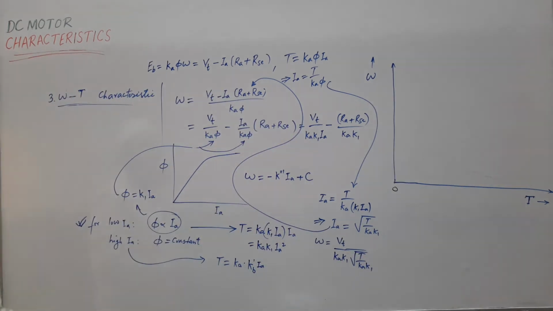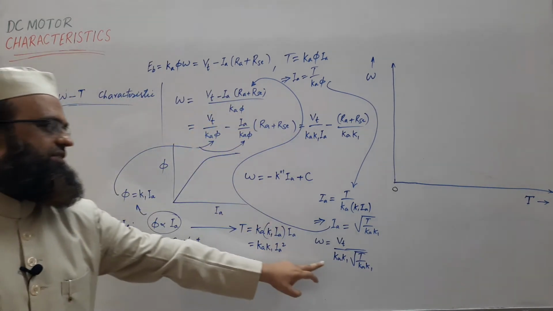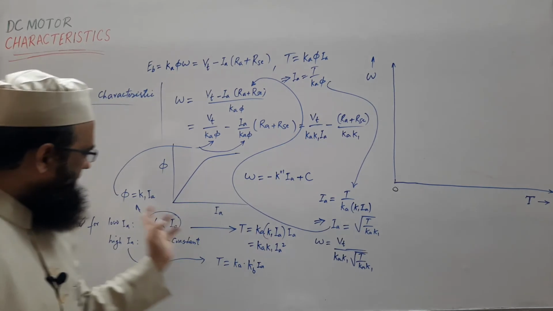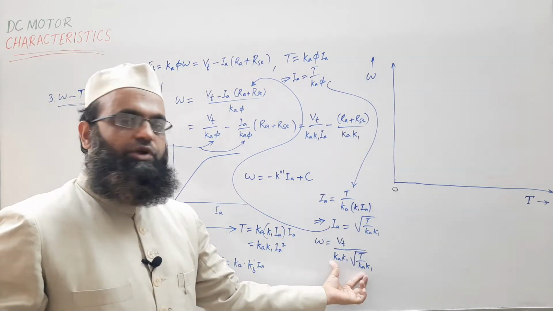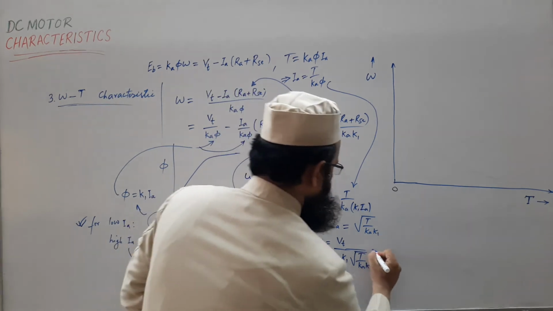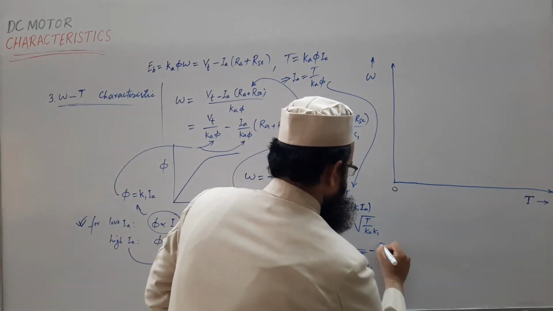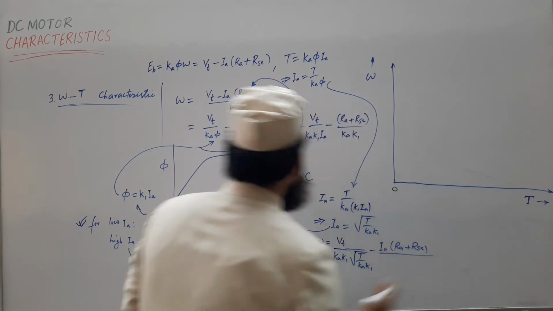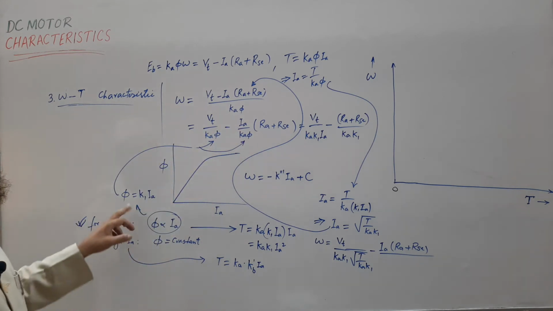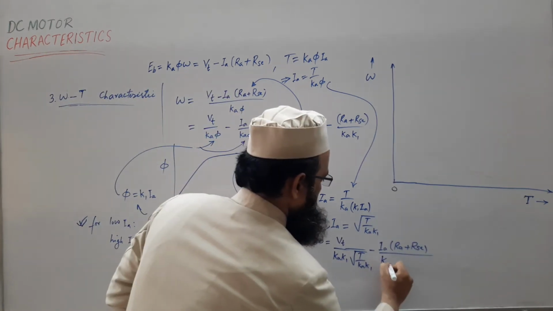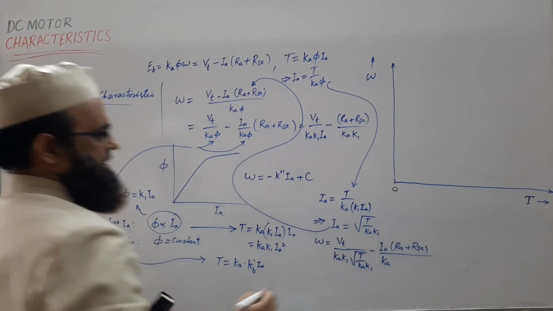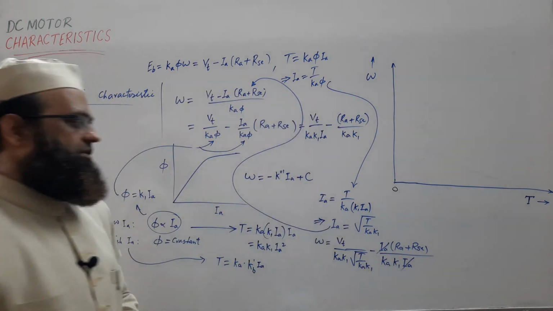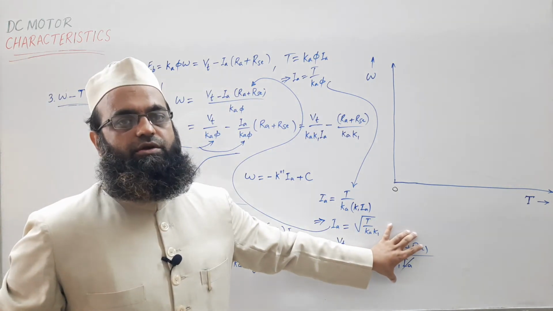Just cross check it. We have Vt upon Ka phi. So Ka is here, remaining is phi. Phi may be written as K1 Ia. So K1 is here and Ia is this. We have substituted the values, minus Ia times Ra plus Rse upon Ka phi. So write Ka and, in place of phi, K1 Ia. So we will have K1 Ia, and Ia will get cancelled with this. So this quantity will become a constant quantity.